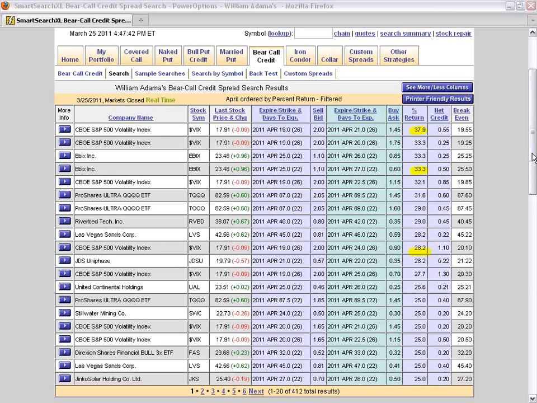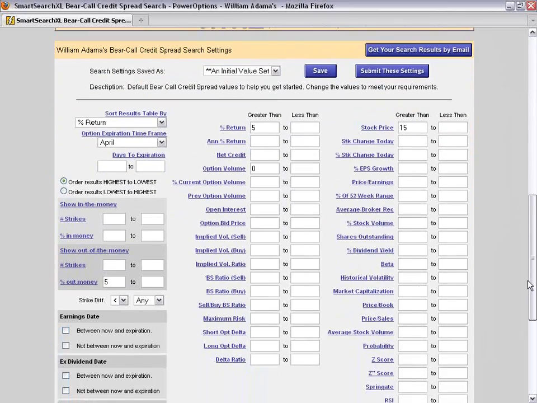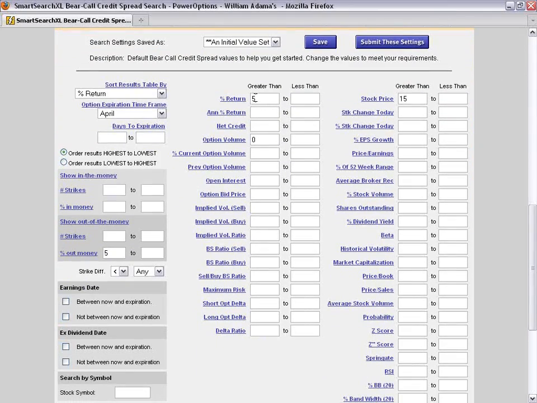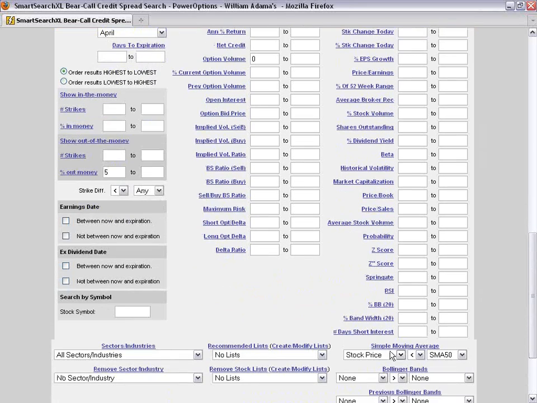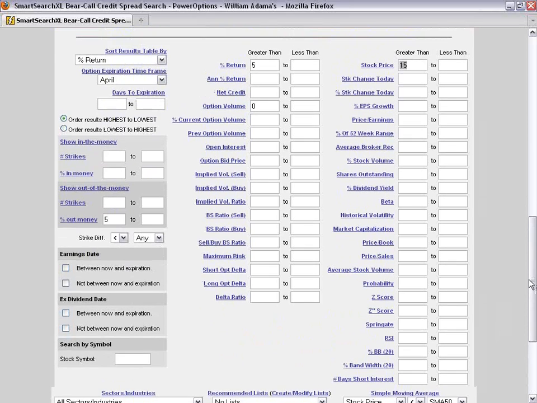Well, let's scroll down to the bottom and take a look at what we're identifying here. This particular screen is looking for only those bear call credit spreads that have a minimum return of at least 5%. The short call is at least 5% out of the money, and stock price greater than 15. There's not a lot of criteria. Oh, we are looking for stocks that are in a current downtrend. So we're looking for bearish stocks to match the trend because we're in the bear call credit spread.